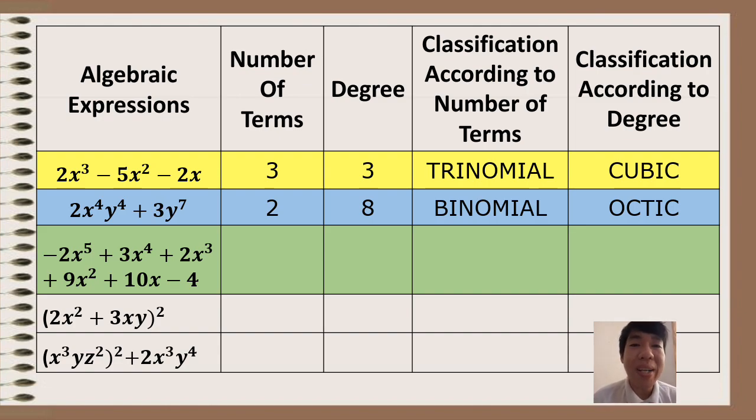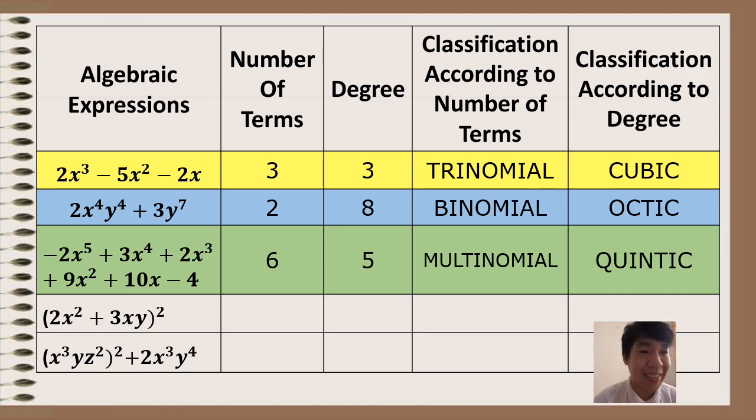Okay. So, in the algebraic expression negative 2x raised to 5 plus 3x raised to 4 plus 2x cubed plus 9x squared plus 10x minus 4, we have the number of terms of 6, a degree of 5, and we classify it as a multinomial, and we classify it according to degree as a quintic.